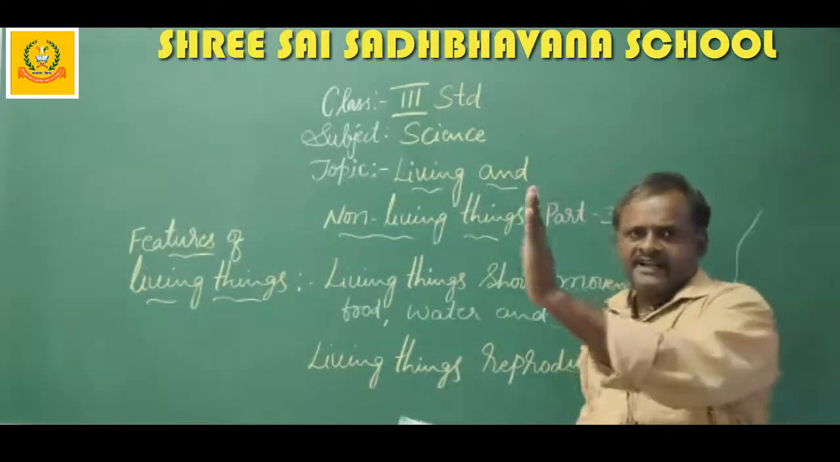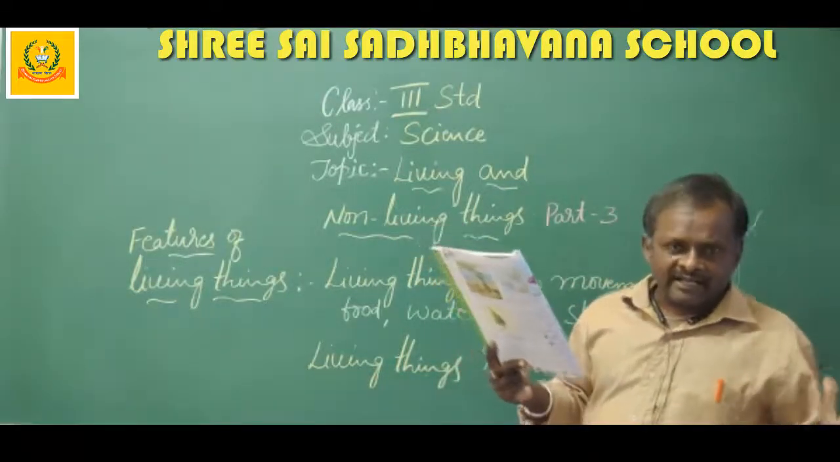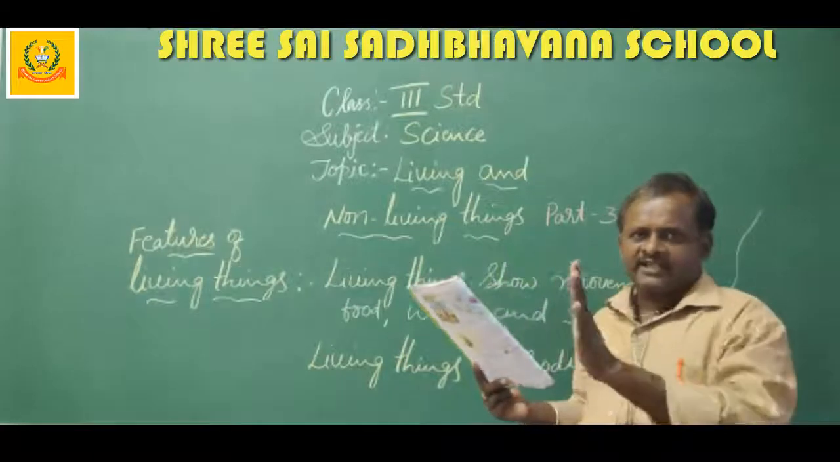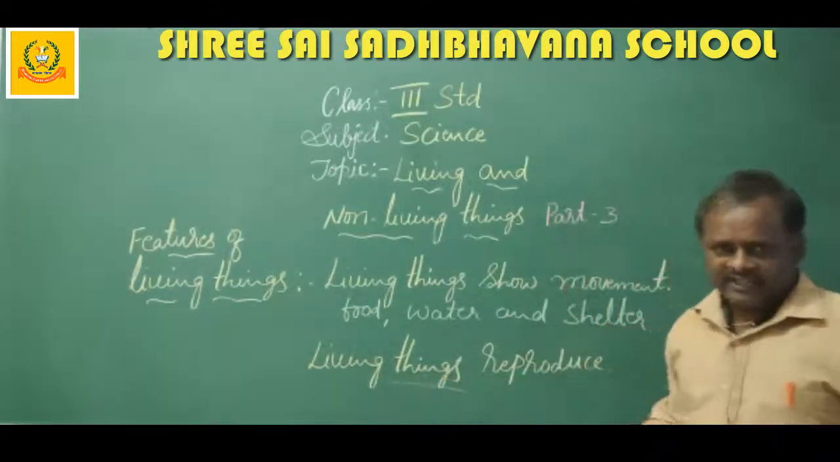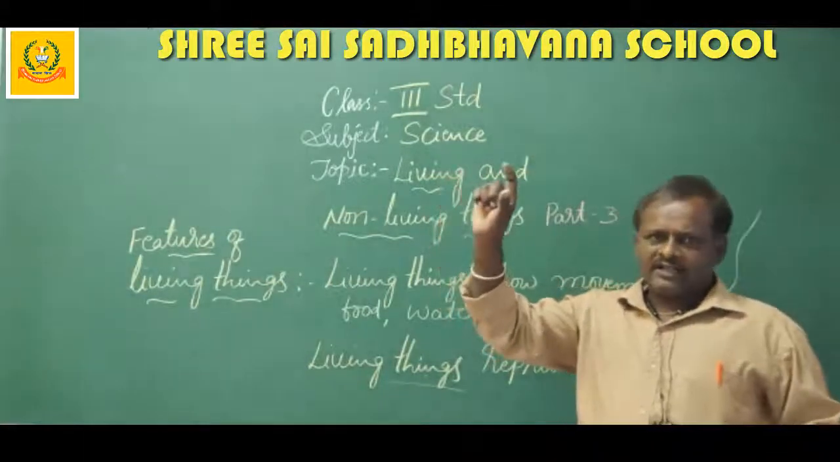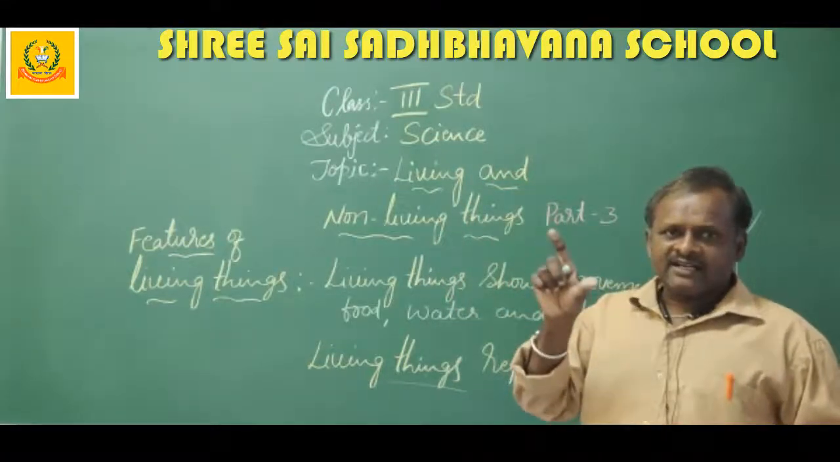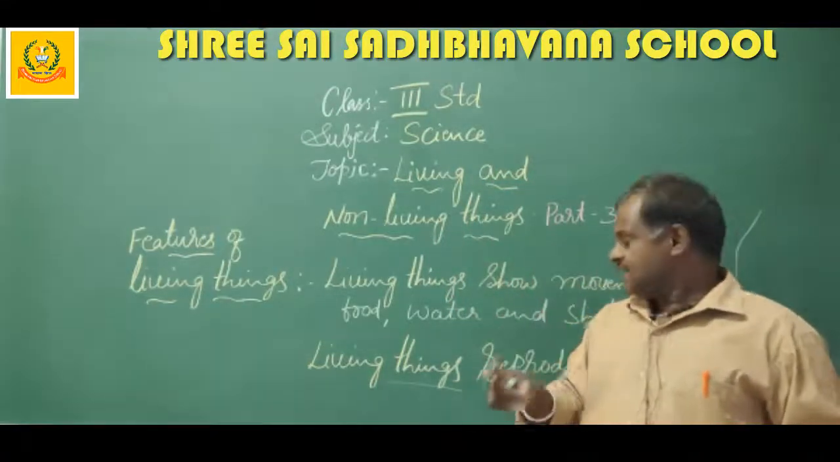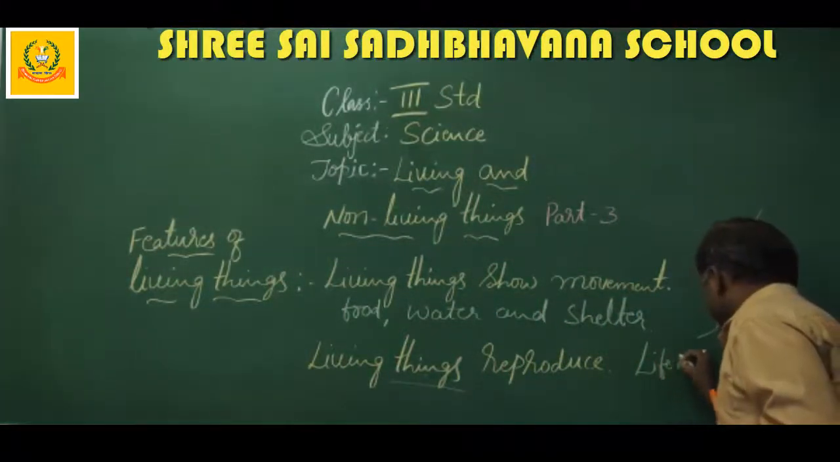from the birth to death. The duration or the period between birth to death is called the life cycle. That means living things have a life cycle. That means they take birth and they will die one day or another. That duration is called the lifespan.